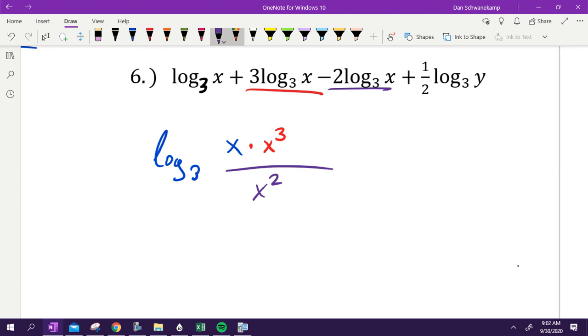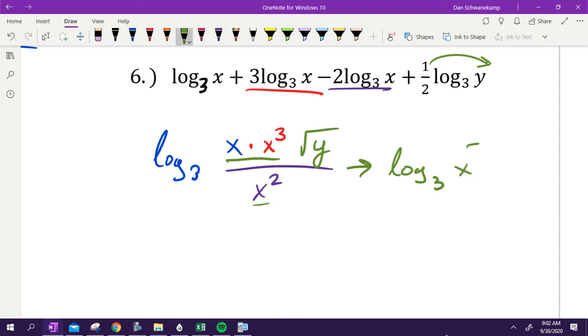So, good. It is y, and what's the y going to be? Square rooted, because it's a 1/2 power. So this is fine. We could obviously simplify this even more. On top, I've got x times x cubed. So what is that really? X to the 4th, and it's divided by x squared. So x to the 4th divided by x squared, what would I do? X squared. That is the real answer.